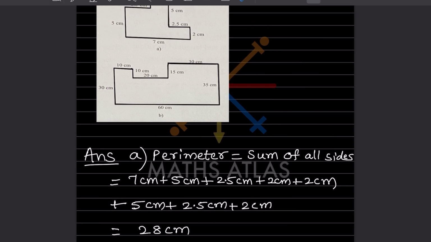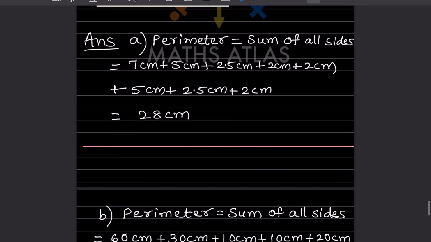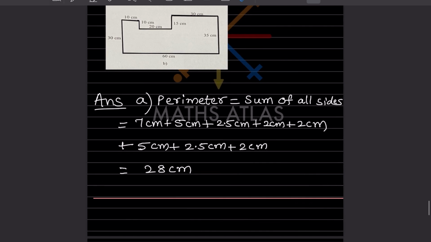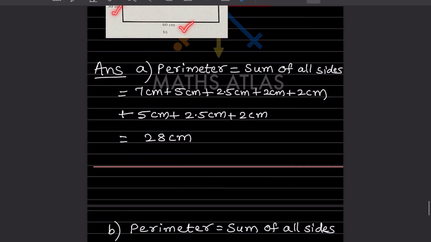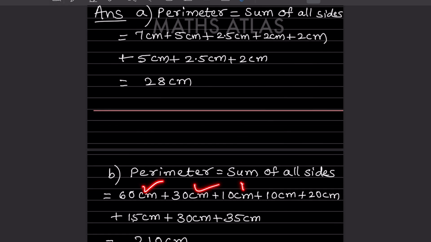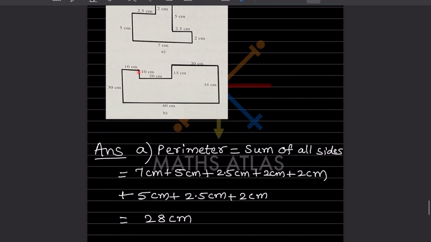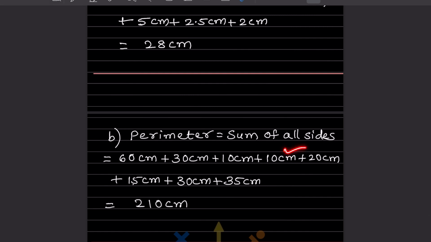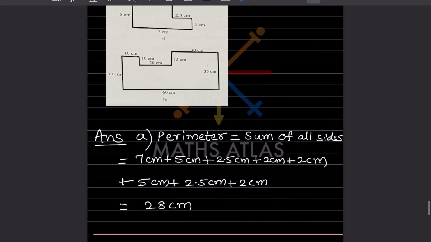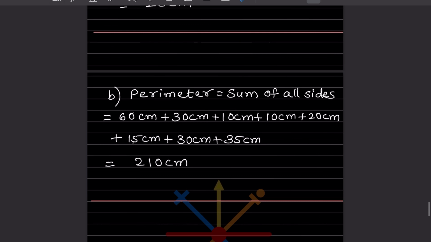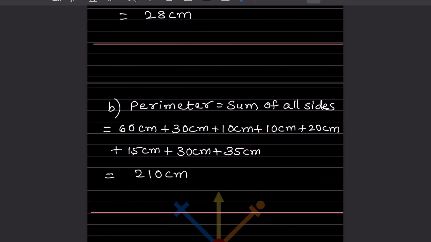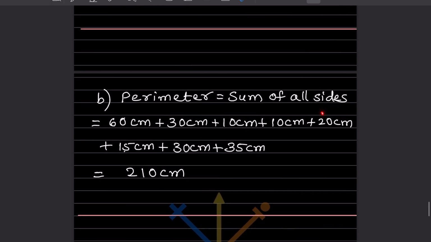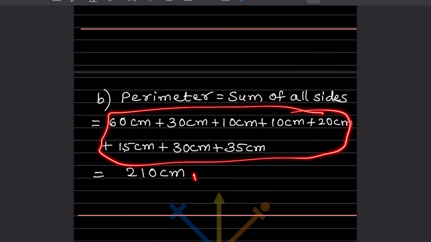Now see here for this figure. So what are you going to do for this one? You will just write here. Now look at the figure. This is 60, 30, 10. 60, 30, 10, because this one. Then this is 10, 10, 20, 15. 10, 20, 15. Then 30, 35. 30 and 35. So same thing over here. You are going to add and you get 210.